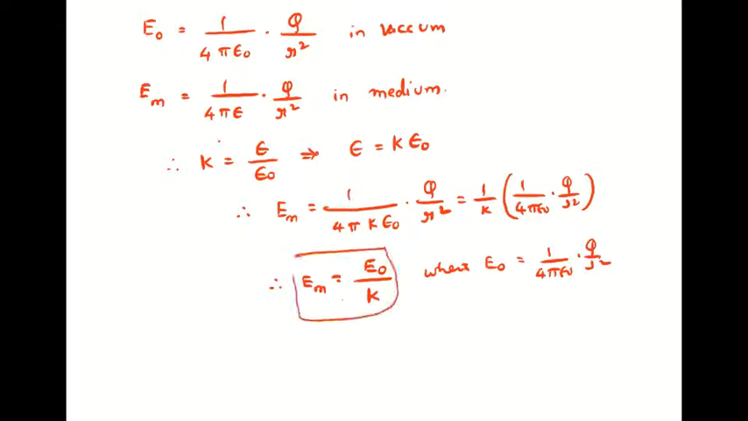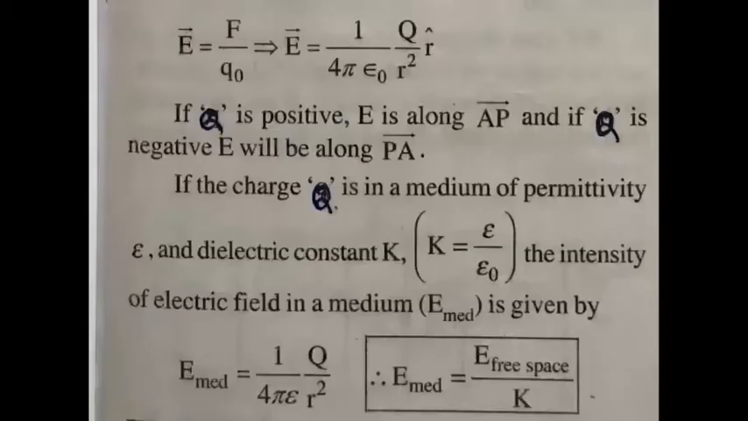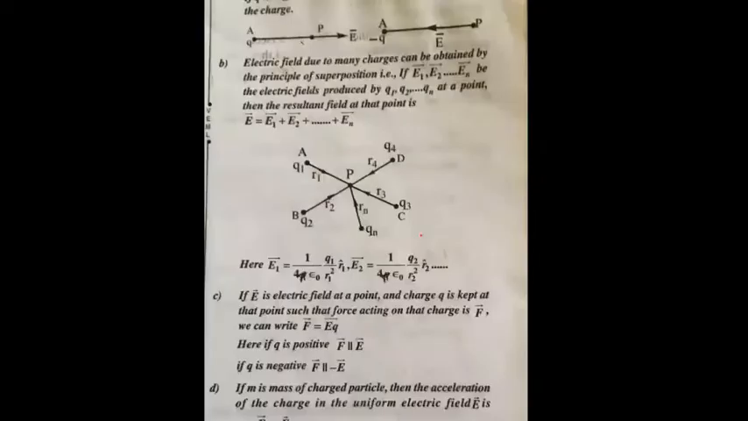That means, note down this point, when a charge capital Q is placed in a medium having dielectric constant K, then the electric field intensity in the medium decreases by K times. Is it clear? Okay. Now we'll go for the next one, some important points regarding it.